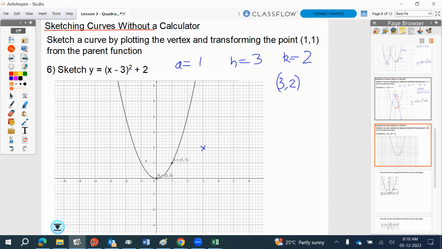Do we have a stretch, compress, reflection? No. So the characteristic point is 1 across, 1 up from the vertex. So we go 1 across, 1 up, and reflect it in the symmetry line. 2 and 4 up becomes 2 and 4 up. Reflect it in the symmetry line. The vertex is going to be at 3, 2.